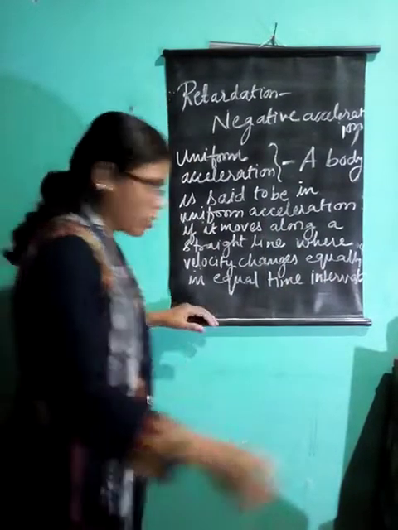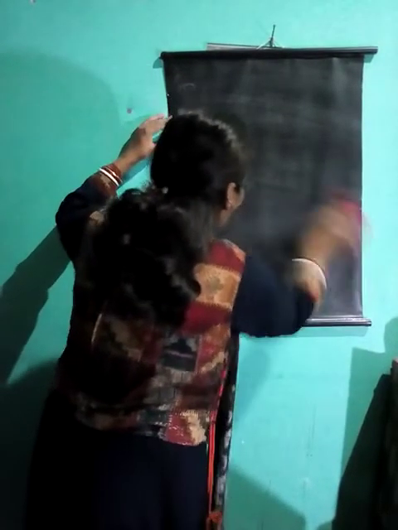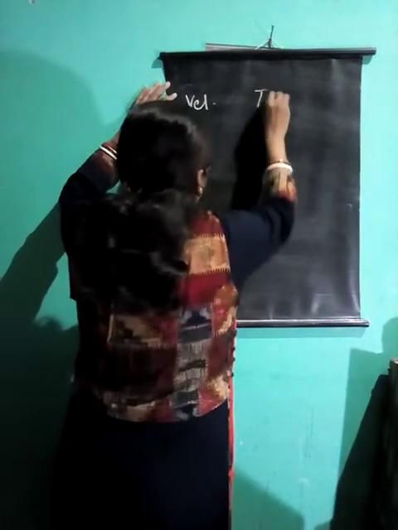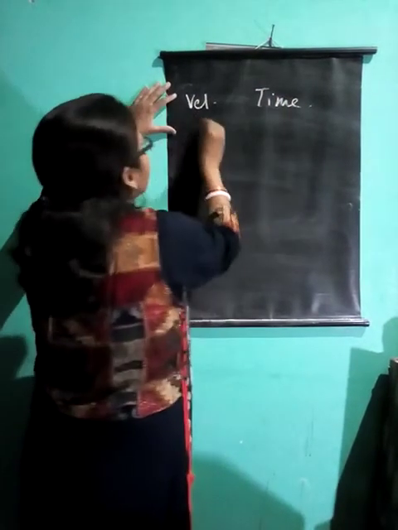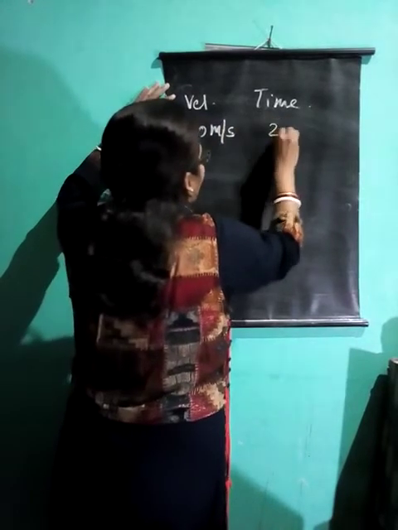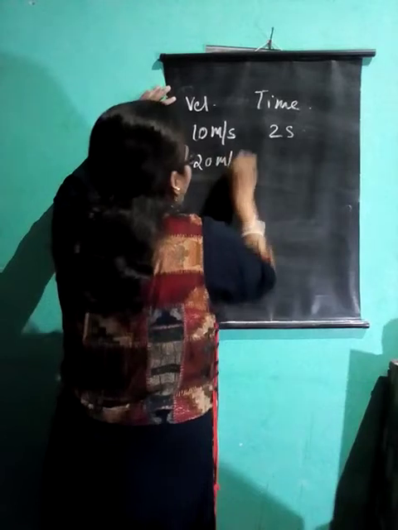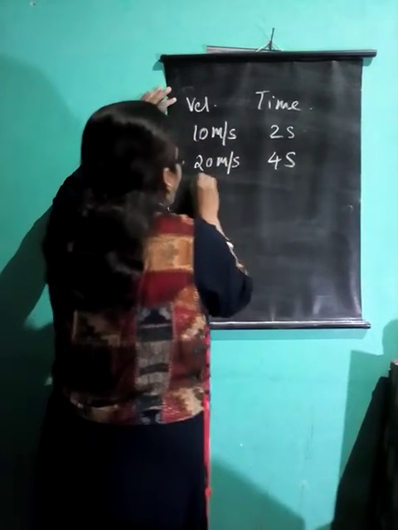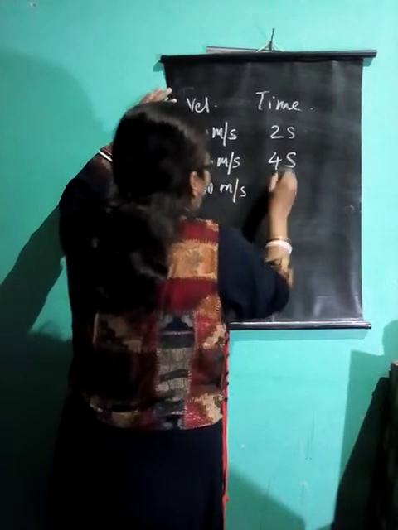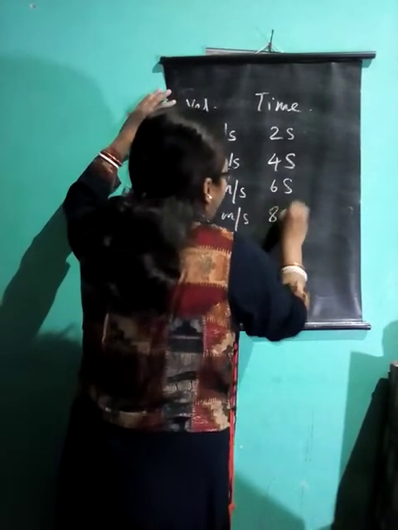Another example I'll explain to you. It's like this: I give you velocity and I give you time. What happened here? Its velocity was 10 meter per second in 2 seconds. Then 20 meter per second in 4 seconds. 30 meter per second in 6 seconds. 40 meter per second in 8 seconds.